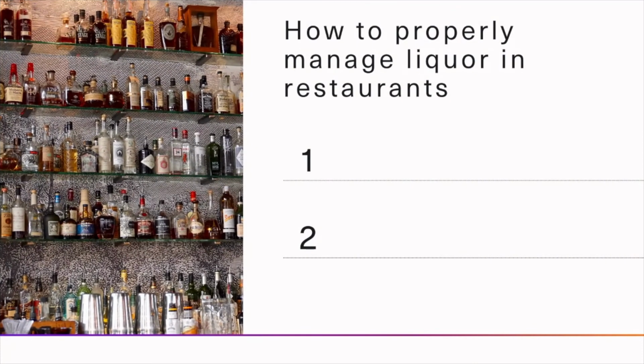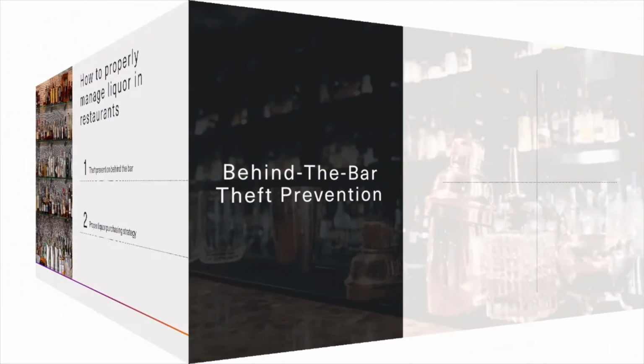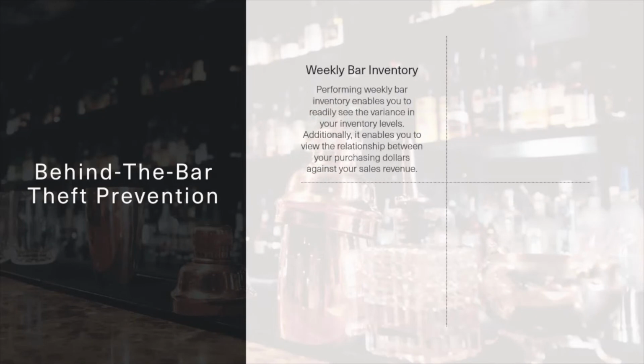All right, so let's talk about how to properly manage liquor in restaurants. First, we're going to discuss theft prevention behind the bar. And secondly, we're going to talk about proper liquor purchasing strategy. All right, so diving into behind the bar theft prevention. First thing we're going to discuss is your weekly bar inventory. Performing weekly bar inventory enables you to readily see the variance between your inventory levels. Additionally, it enables you to view the relationship between your purchasing dollars against your sales revenue.